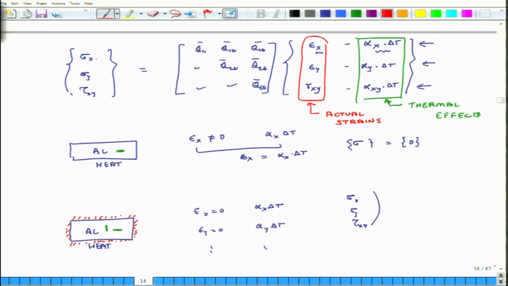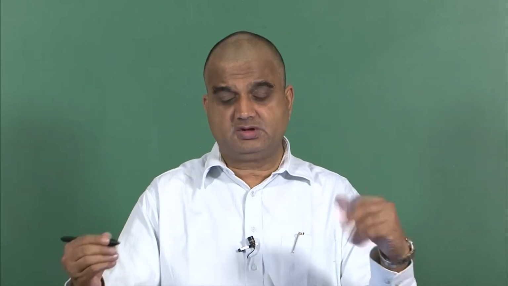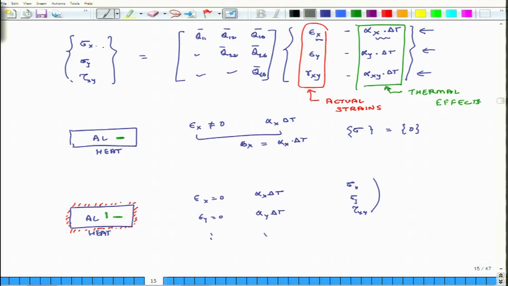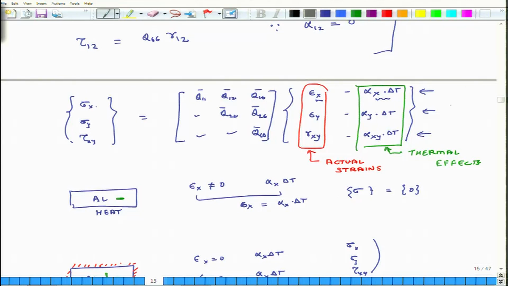And then we made these relations more general, and we said that sigma x, sigma y, tau x y are related to the strains based on these relations. Here the important thing to remember is that epsilon x, epsilon y and gamma x y are the actual strains which we may be able to measure by putting strain gauges. So, they are actual physical measurable strains, while alpha x, alpha y and alpha x y times delta T are mathematical entities. So, the relationship between the stresses sigma x, sigma y and tau x y and the strains gets modified in the x y coordinate system through these relations.